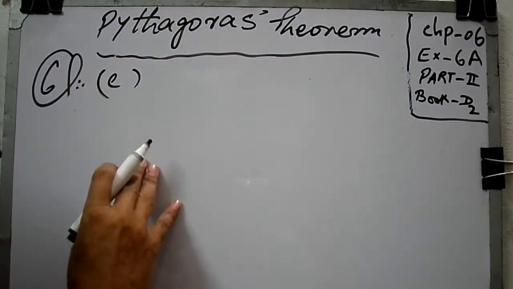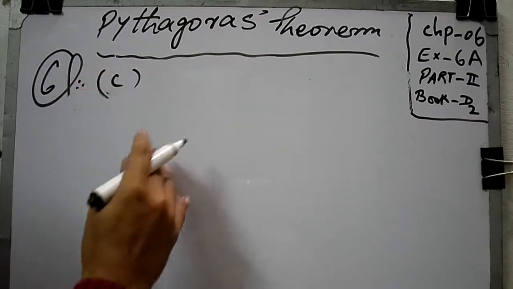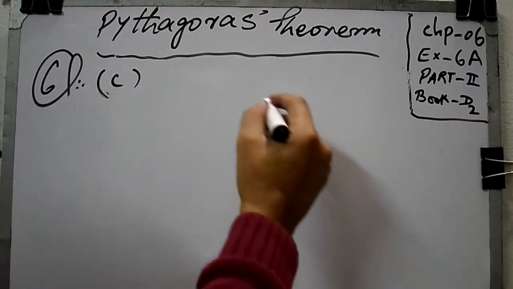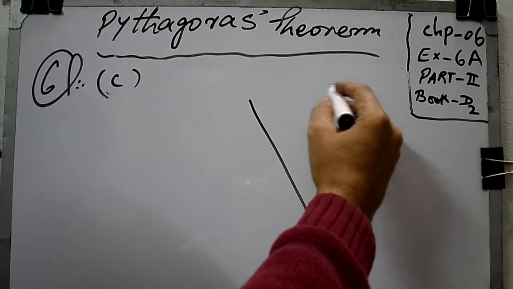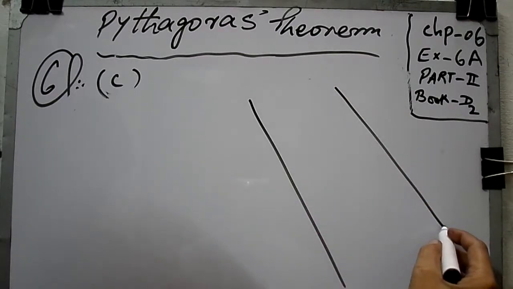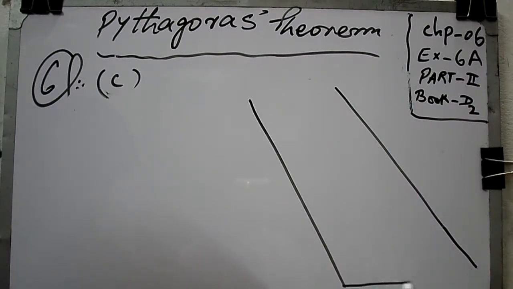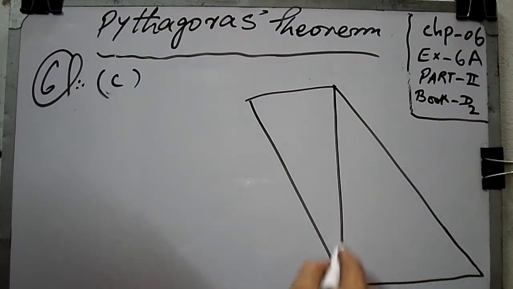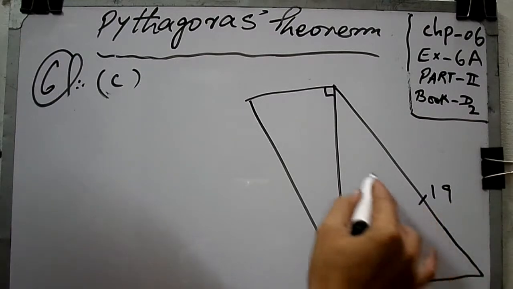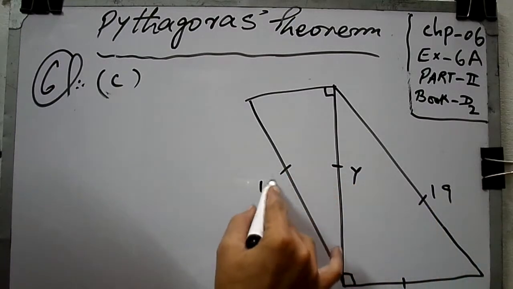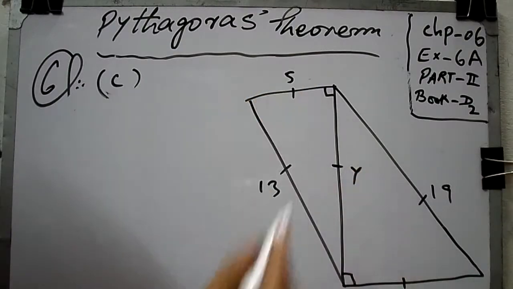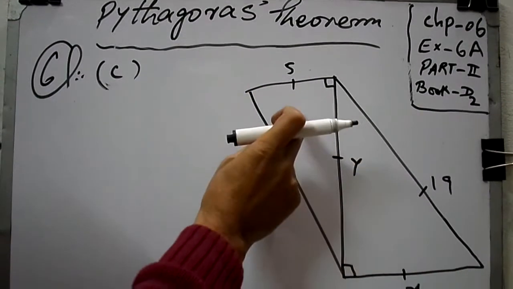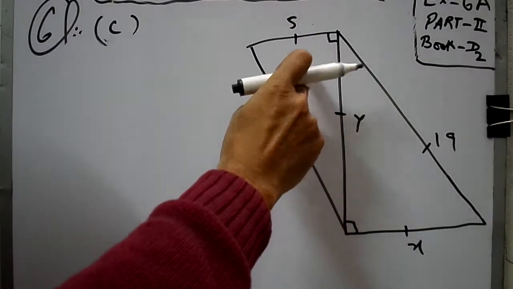Now coming to the C part. In the C part you can see the given diagram is like this. Here 90, and here also 90 degree. It is given, that is your x, that is your 19, that is your y, and 13, that is your 5. These two sides are known to us. To take this triangle, you should give the name.